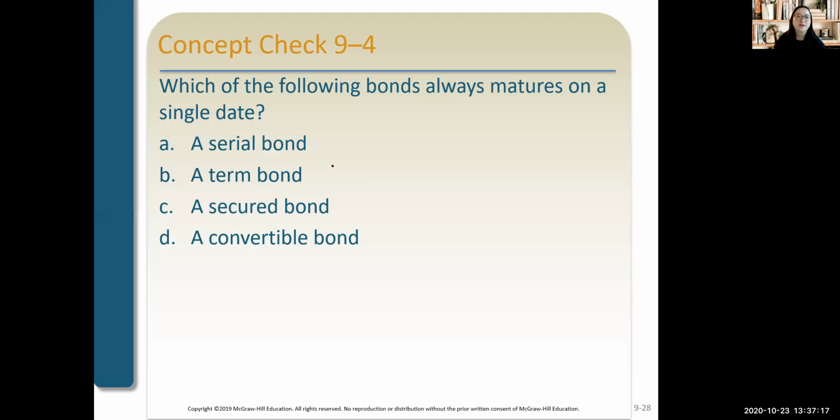Okay, let's see. Which of the following bonds always matures on a single date, right? Term bond, right? A term bond is the $1 million you have to pay all of a sudden at one time.